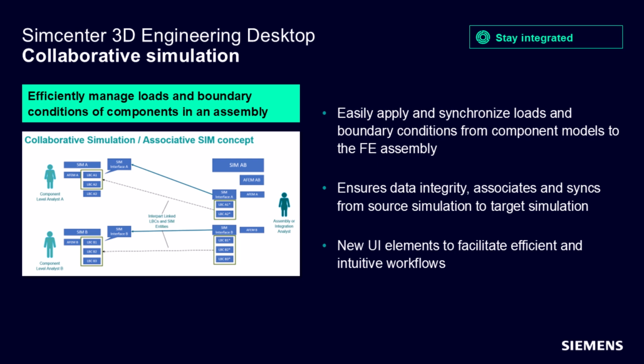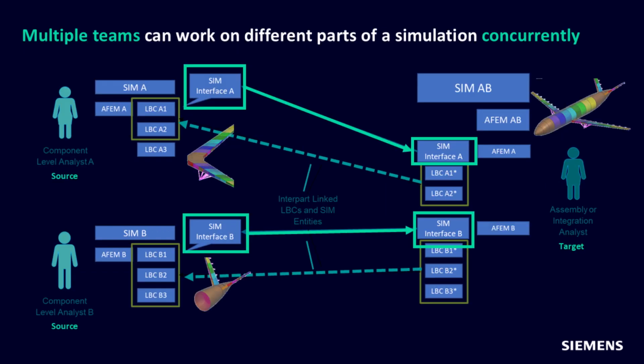We call this collaborative SIM. Analysts working on the assembly SIM can then pick and choose which LBCs to use from the component SIM files, and it lets component teams more easily share loads and boundary conditions to evaluate at the assembly level. This helps your simulation members work more efficiently as a team.